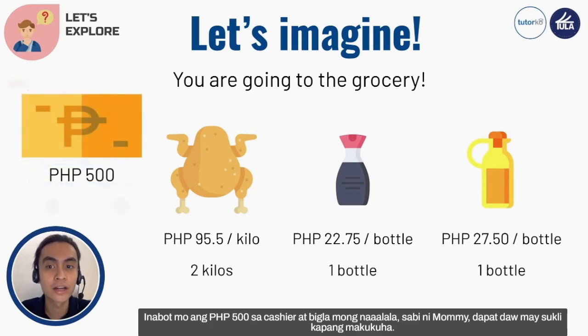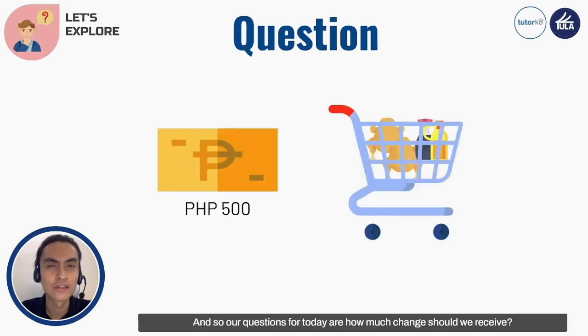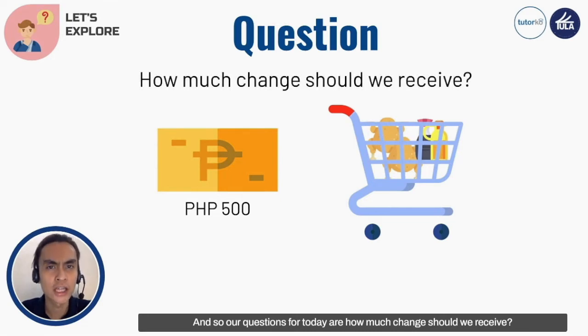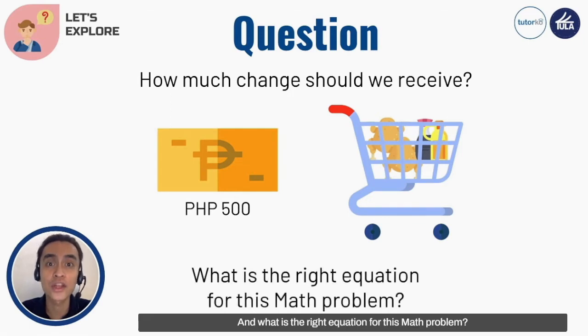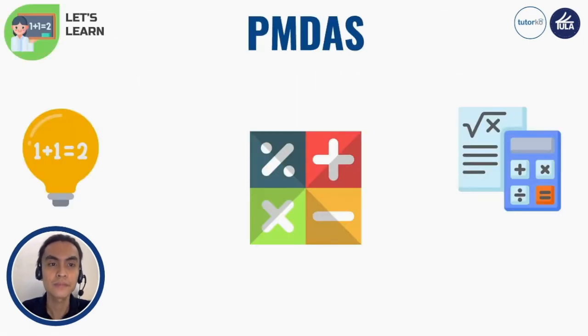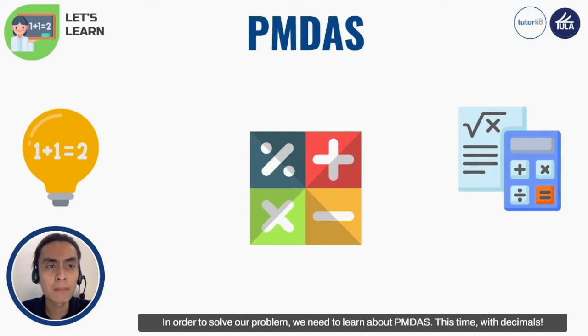Inabot mo ang 500 sa cashier at bigla mong naalala, sabi ni mommy, dapat daw ay may sukli ka pang makukuha. And so, our questions for today are, how much change should we receive? And what is the right equation for this math problem? In order to solve our problem, we need to learn about PMDAS, this time with decimals.